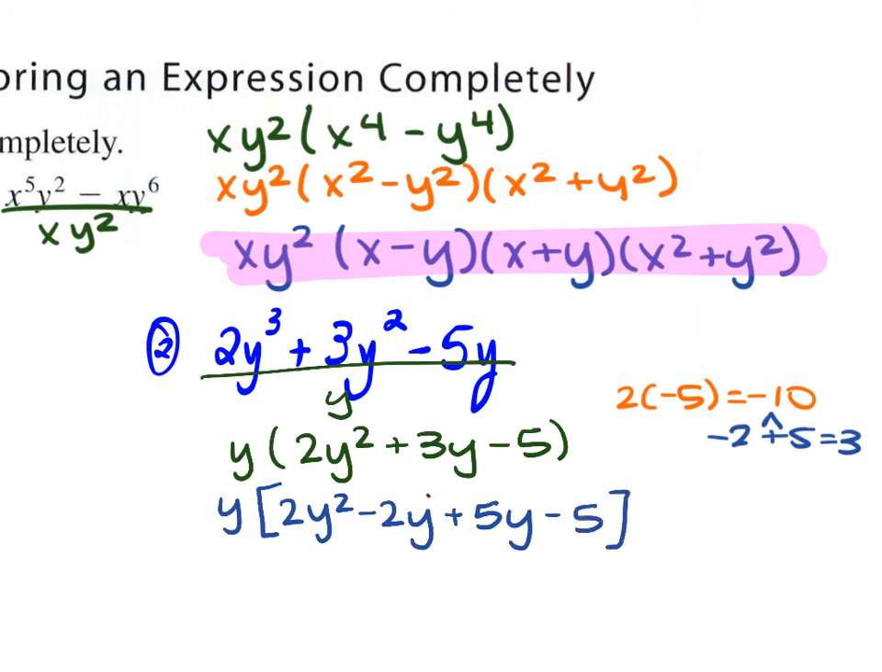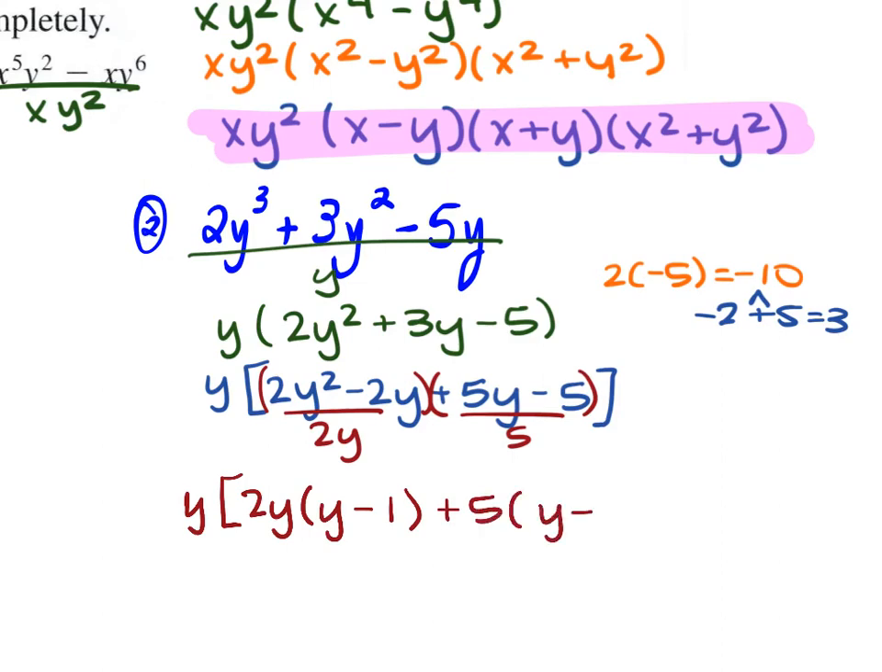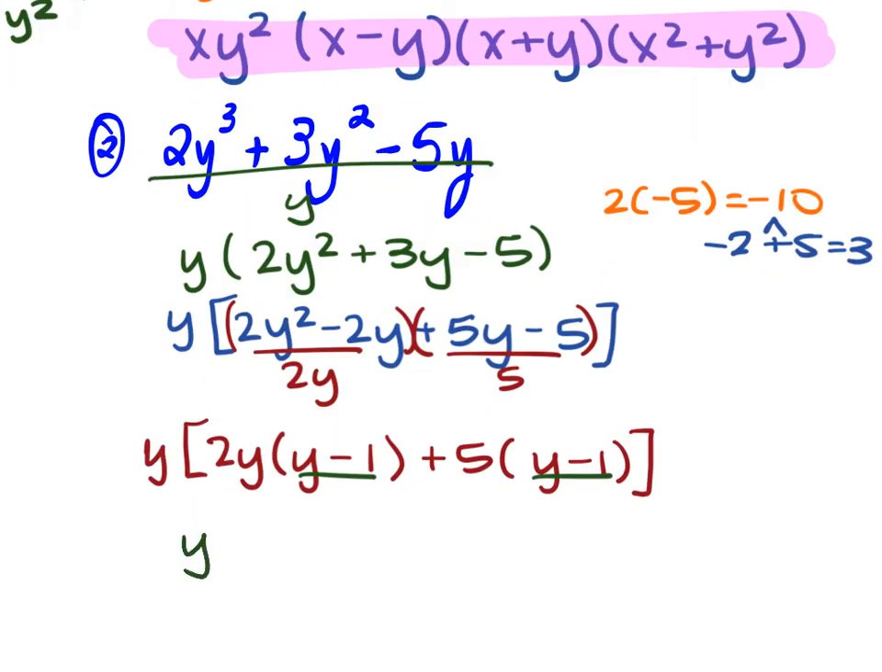We're going to factor by grouping. I'm going to pull out a 2y from the first set and a 5 from the second. So this is just y times 2y times y minus 1 plus 5 times y minus 1. From here, we are seeing that our parentheses are the same, so this finalizes to be y times y minus 1 times 2y plus 5.